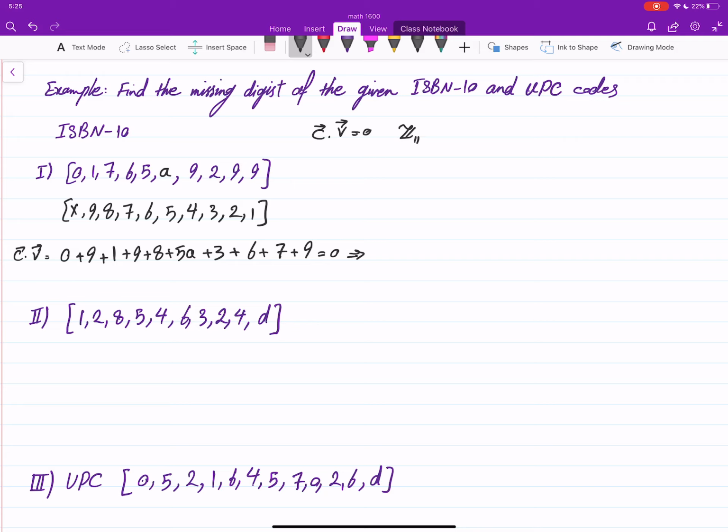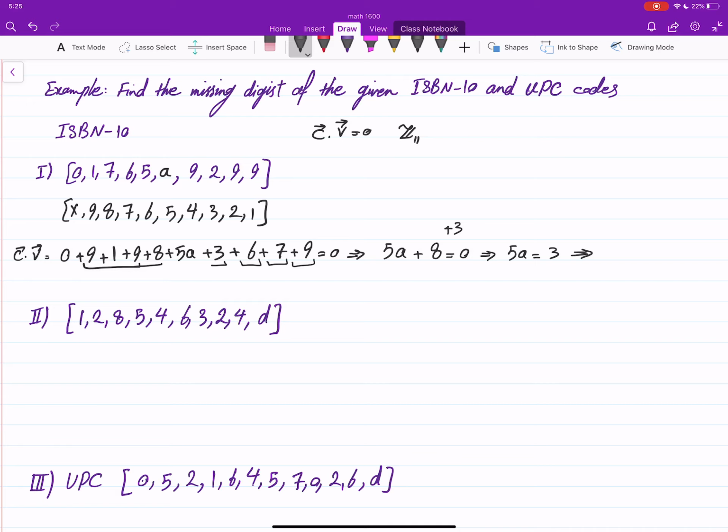And, well, let's just do a little bit more. Let's just compute all these constants. This is 19 and 37, 40, 46, 54 and 63. So 5A plus 63 in Z11 is 8. And now we have 5A equal. To get rid of this 8, we can add 3 to both sides.